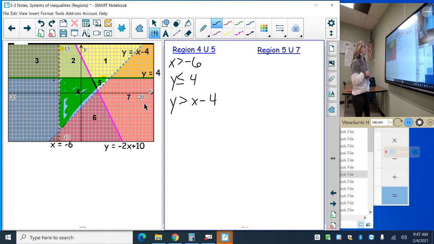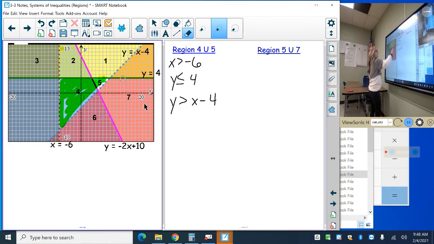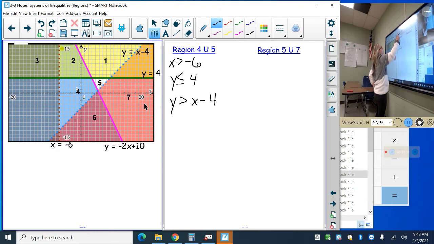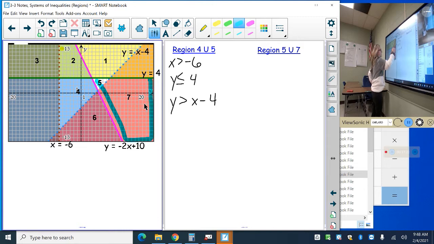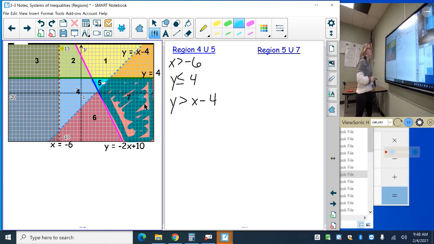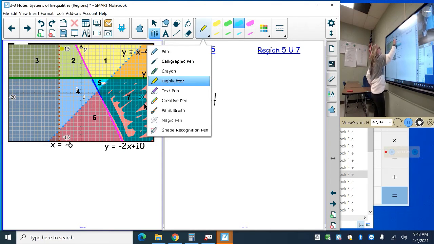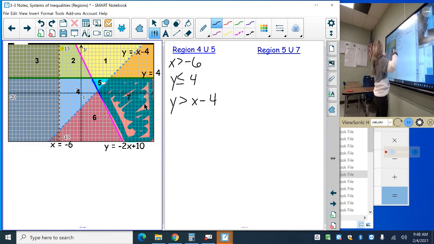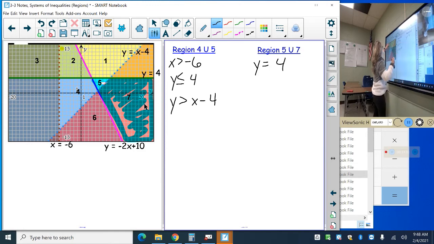And finally, region 5, union region 7. Well, let's erase what I have, 5 and 7. So that would be this area right here. 5 and 7 is this area right here. Okay, I'm not going to shade all of it in, but you see the blue shaded area that I just shaded in. What lines or what equations border that blue shaded area that I just created? Well, write them down. I have y equals 4. I have y equals -2x plus 10.